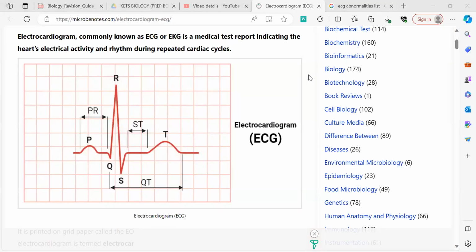Morning. Today we will be studying the ECG. Now, what is the ECG? ECG stands for electrocardiography. So this is a normal wave complex which represents the ECG.